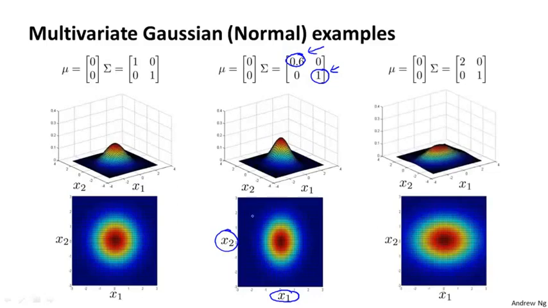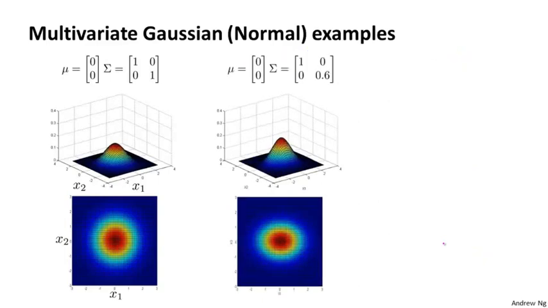Whereas if I set this matrix to 2, 1, then you can also model examples where x1 can take on a large range of values, whereas x2 takes on a relatively narrower range of values. That's reflected in this figure as well, where the distribution falls off more slowly as x1 moves away from 0, but it falls off very rapidly as x2 moves away from 0.